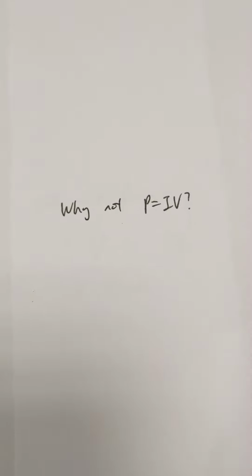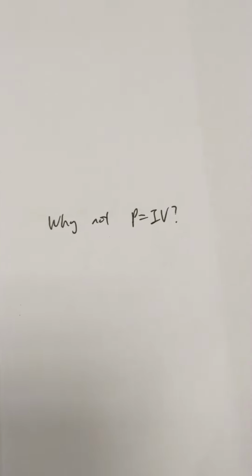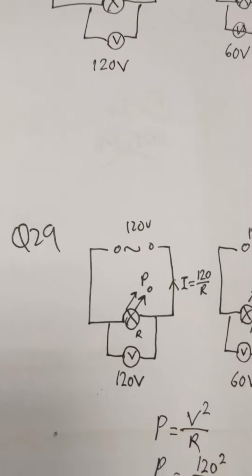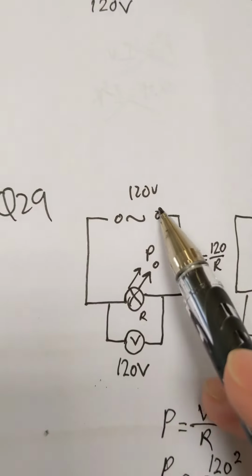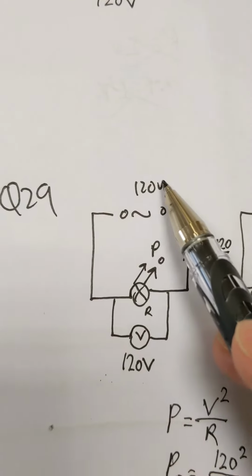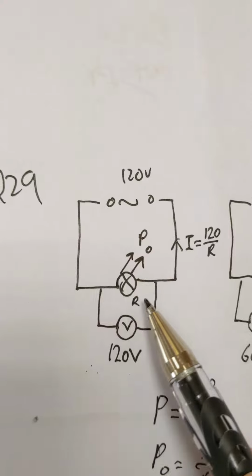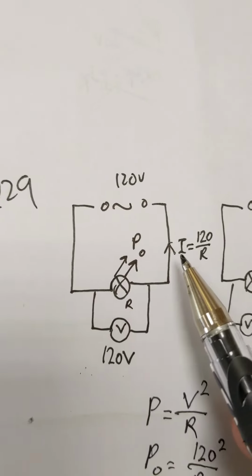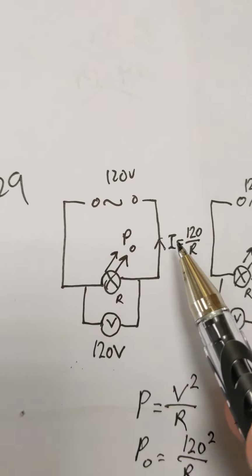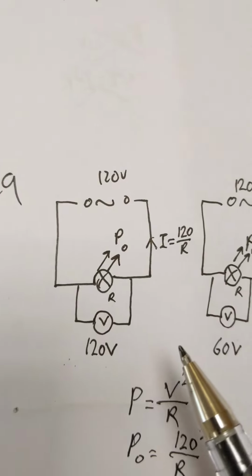Now, some of you might ask, why not use P equals IV? Well, you can, but then you'll have to do the extra step of calculating the current. So let's look at this case. In the original case, you had 120 volts and a total resistance of R. So from Ohm's law, I equals V over R equals 120 over R.